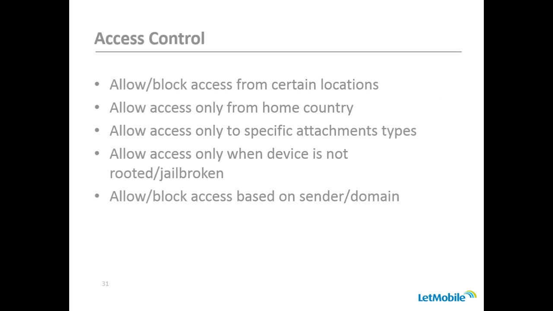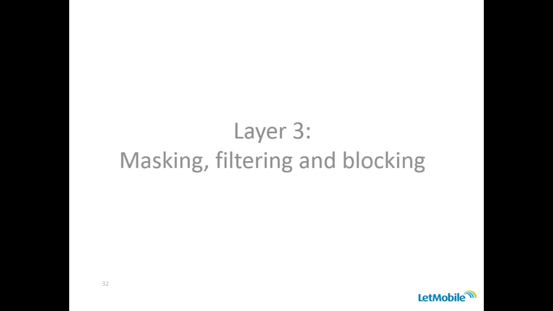I can even combine it with the attachment type, saying Word documents will not open when out of country. We can add another layer of jailbreak or root, so a document will not open from out of country when the device is jailbroken. And you can even look at the domain or the sender. So you can say if the email was sent from my own domain, then I want to protect it. But if it was sent from Gmail, I don't care. Let it open. It's a personal email, even if it's in my corporate inbox. So there's a lot of granularity and a lot of power in these data leak prevention tools.